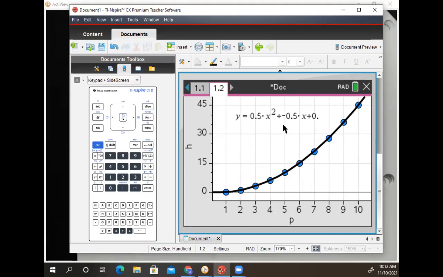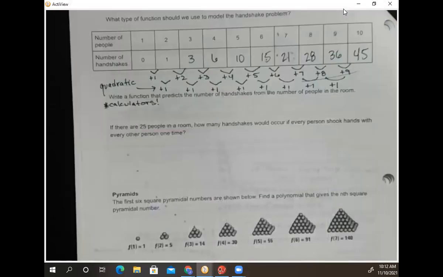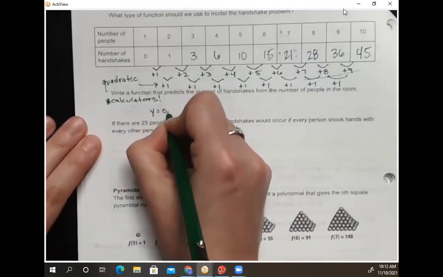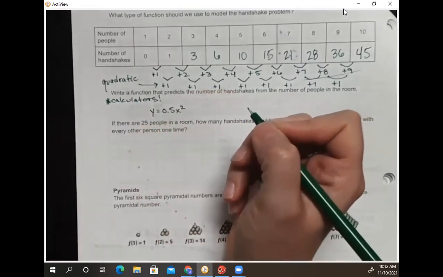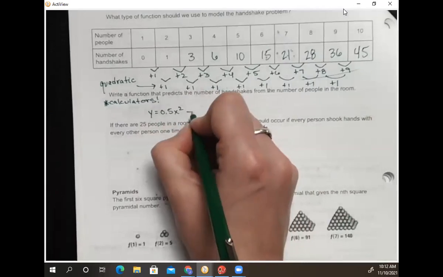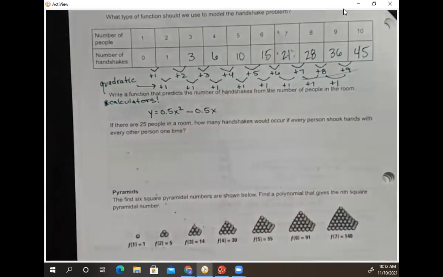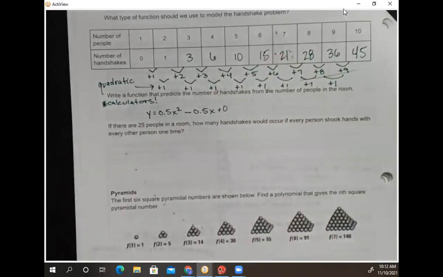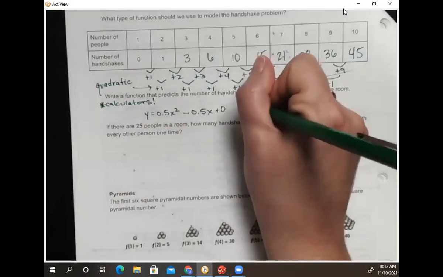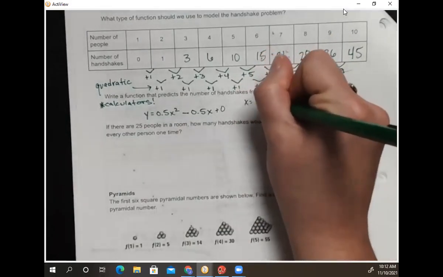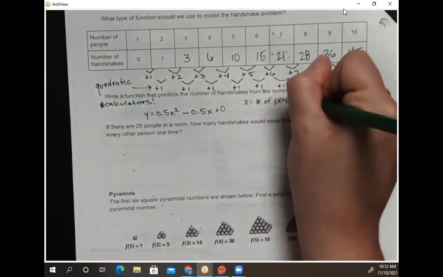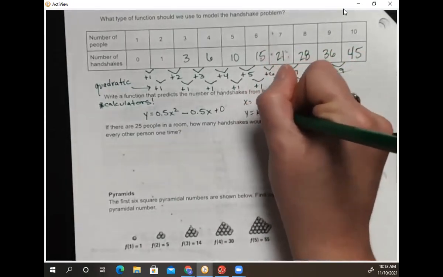0.5 x squared plus negative 0.5 x plus zero. So I'm going to go ahead and put my calculator down for a second so I can jot that down in my notes, and then take a look at what we're going to do next. So my function is y equals 0.5 x squared, and then my calculator says plus negative. I'm just going to write minus to avoid any confusion. And then if you want the plus zero at the end, great. If not, you don't need to put the zero there. And I know that my x value, my input, represents number of people, and my y value, my output, will be number of handshakes.